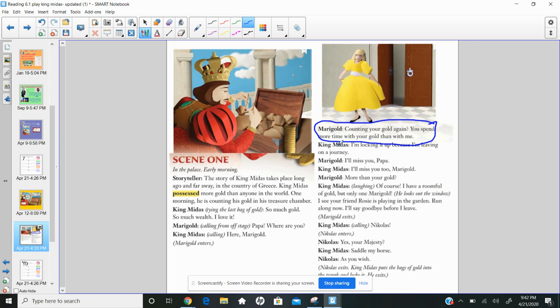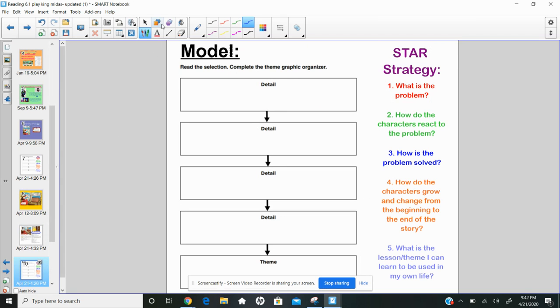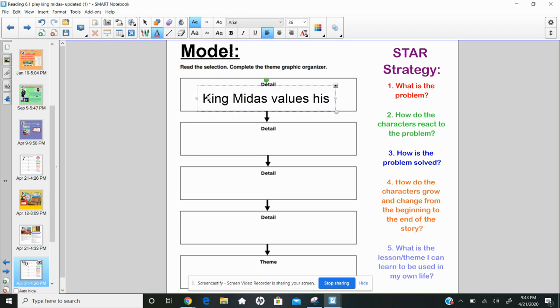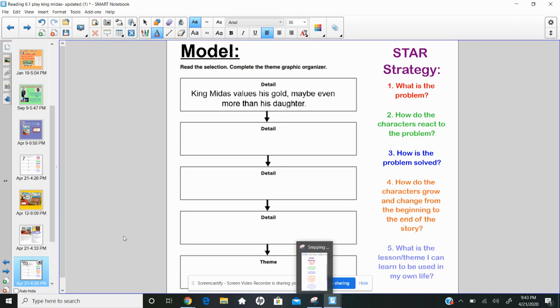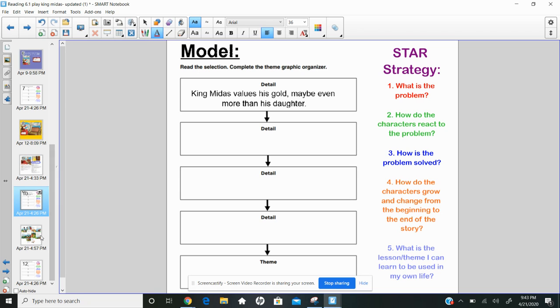You spend more time with your gold than with me. So I'm going to say here as the first detail of what the problem is: King Midas values his gold maybe even more than his daughter. Marigold is his daughter. So maybe that's my first detail. Now I would want to read a little bit further just to make sure that that is the problem, but that's what I'm going to stick with right now. If I want to go back and change my thinking, I always can. And that's as much as I'm going to read right now.